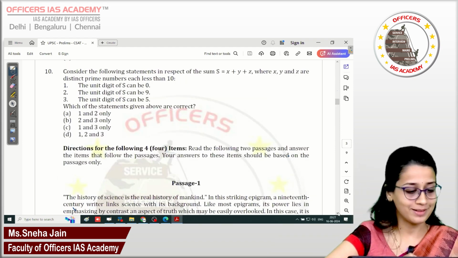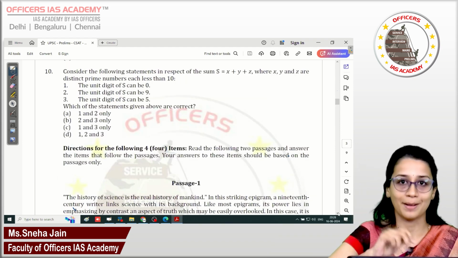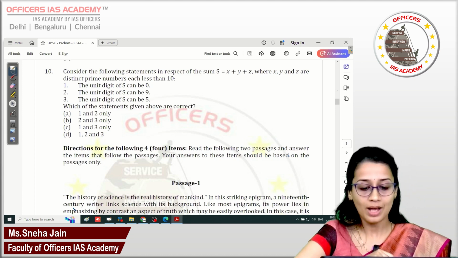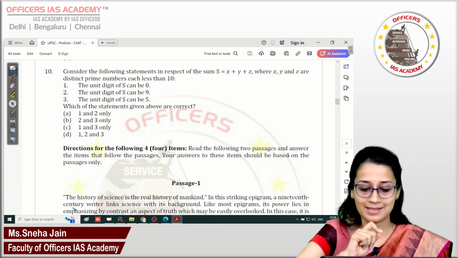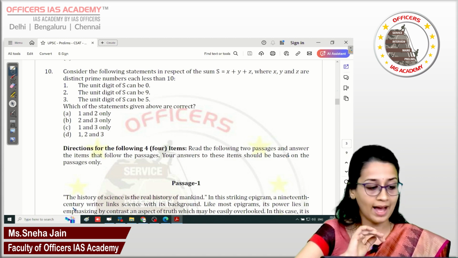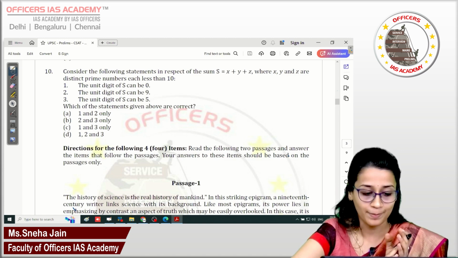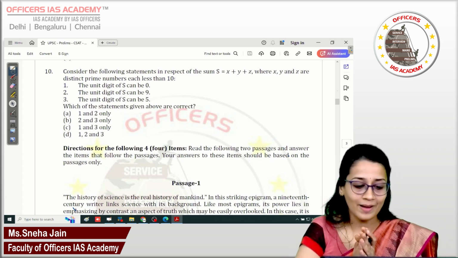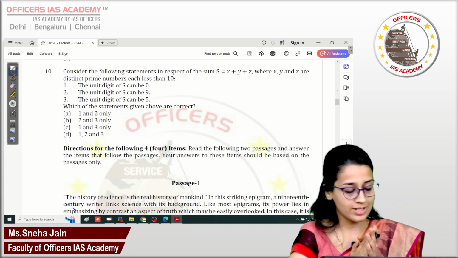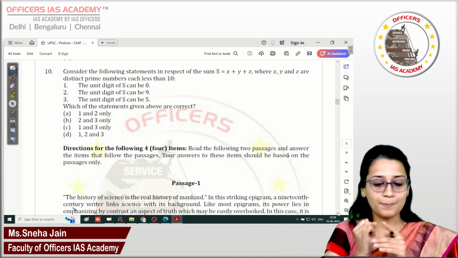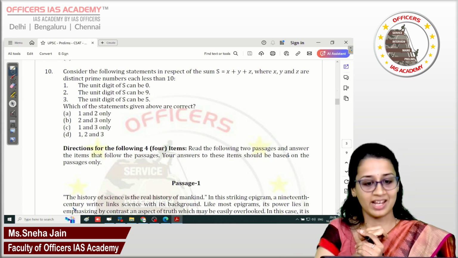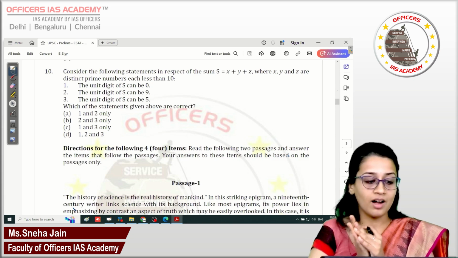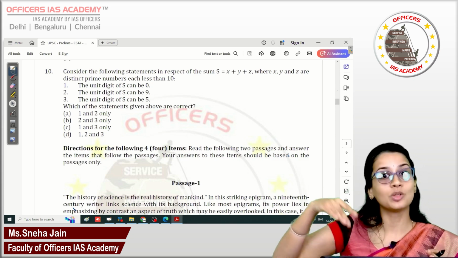I will now move to the 10th question, which is also from number system. Consider the following statement in respect of the sum S. S is equal to x plus y plus z, where x, y and z are distinct prime numbers, each less than 10. So this is from proper number system. Alright. Okay. So let's try to work out this question. See, S is a prime number that is established, less than 10. And each of these values, x plus y plus z, are distinct, which means there is no repetition.